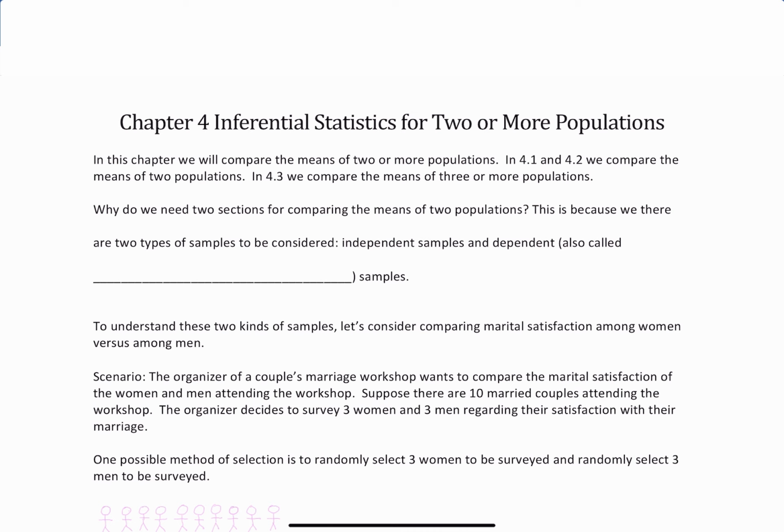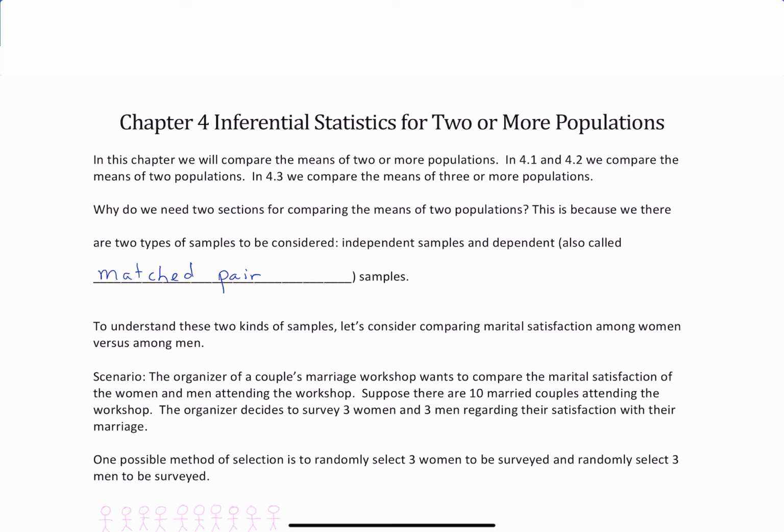Now, the reason we're taking two sections to compare the means of two populations is there are two types of samples that we can use. They're called independent and dependent, and the dependent ones are also called matched pair. So before we jump into this, let's talk about these two kinds of samples.